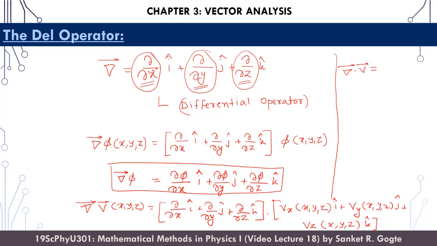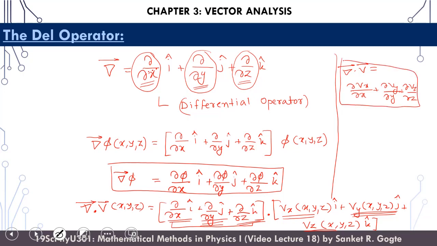is equal to, now you can see that this is a vector, the del operator is a vector, and this is also a vector, and what we are doing is taking a dot product between them, and therefore this operation is very similar to taking the dot product of two vectors. So we have to operate this x component only on the x component of that vector field. Similarly, we operate the y component only on the y component of the field, and we operate the z component of the del operator only on the z component of the field. And therefore what we get when we operate del on the vector is this. It is ∂vx/∂x plus ∂vy/∂y plus ∂vz/∂z.